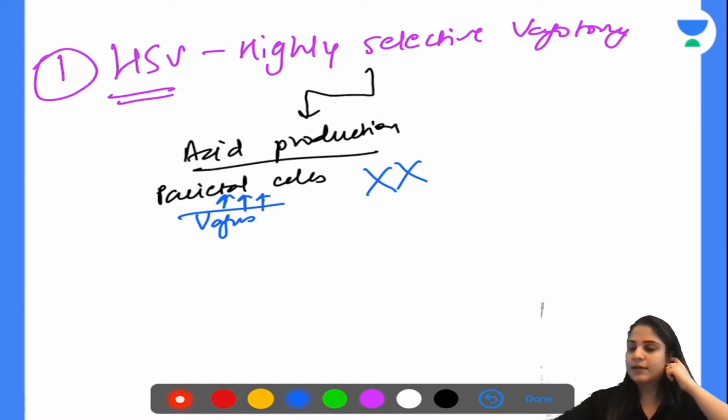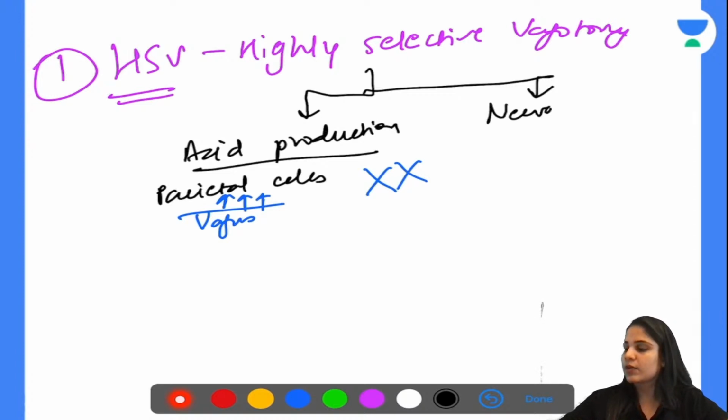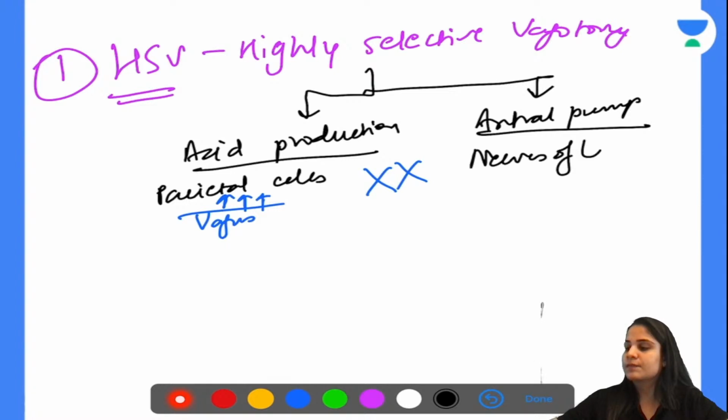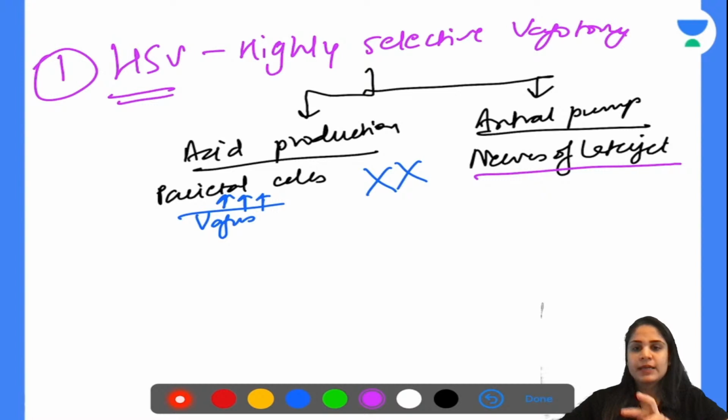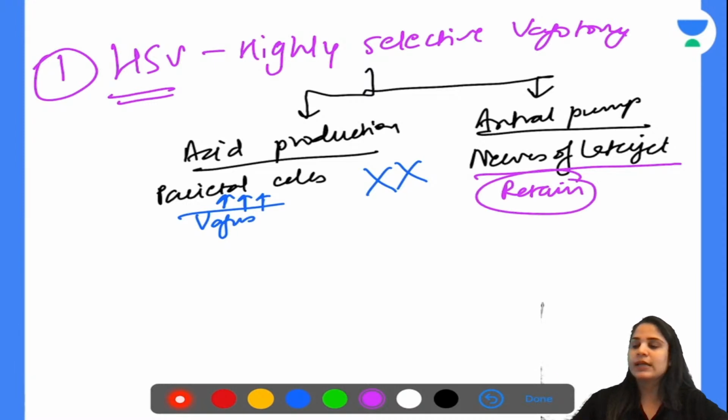Okay, and the second thing that we studied in the beginning of this lecture was about the nerves of Latarjet. You know the food is propulsed forward by the antrum, by the antral pump, and this antral pump is supplied by the nerves of Latarjet. So what I do is I make sure that I save these nerves of Latarjet. I retain these nerves, and I only cut the fibers of the vagus that are going to the parietal cells.